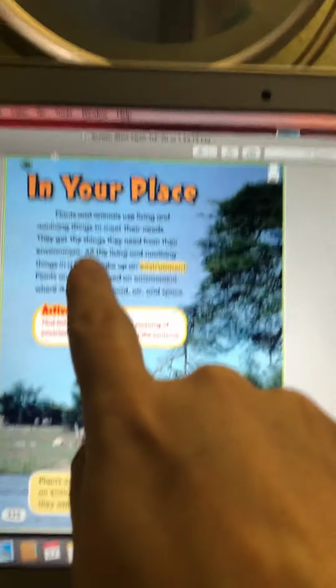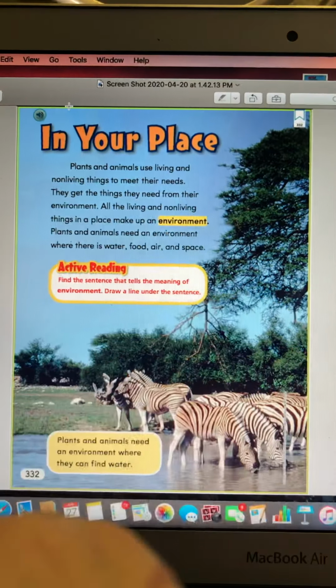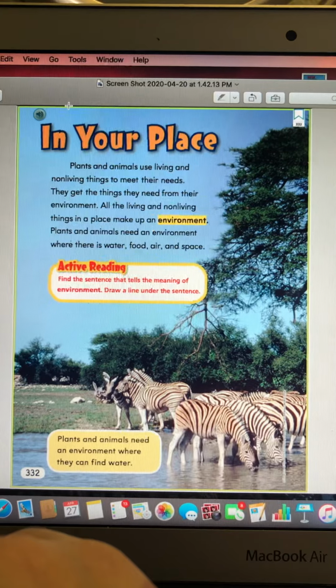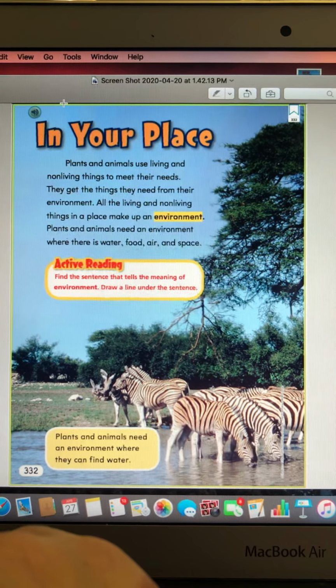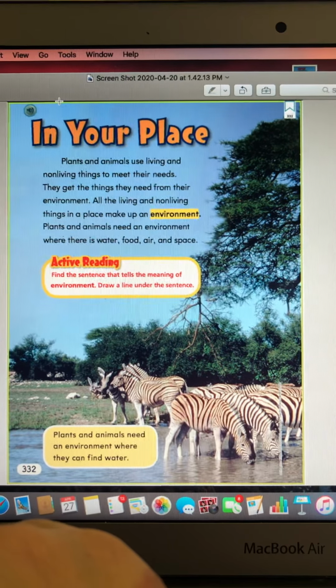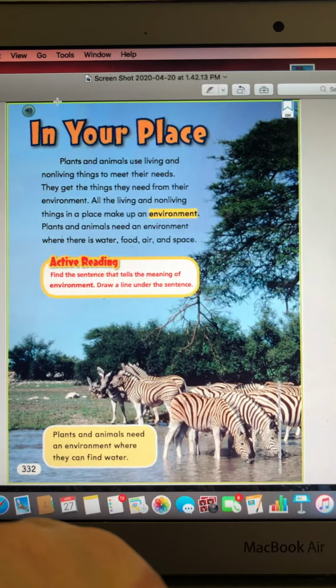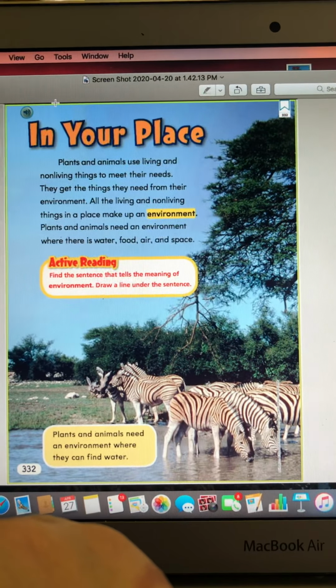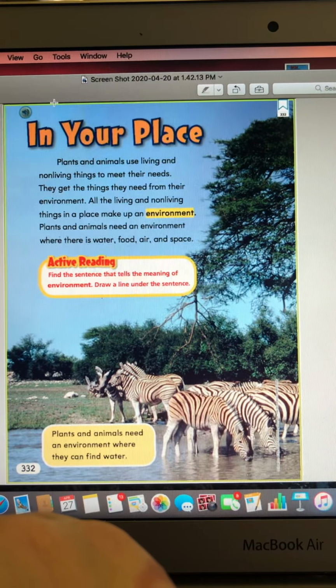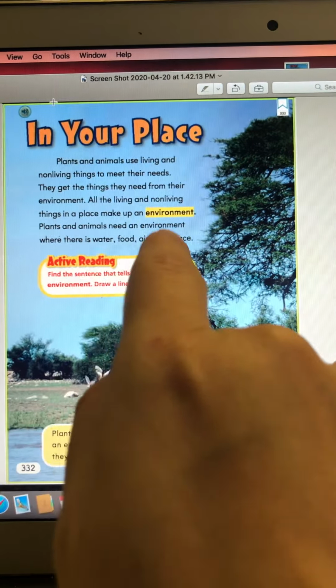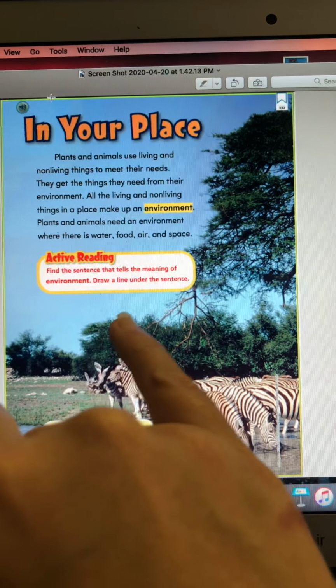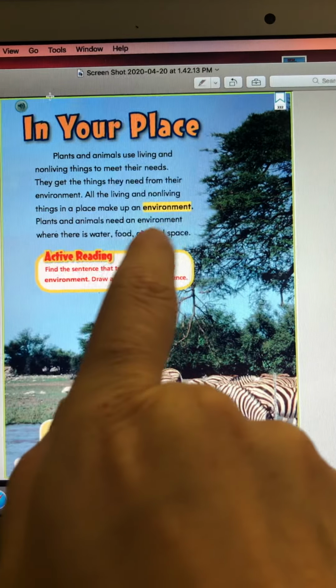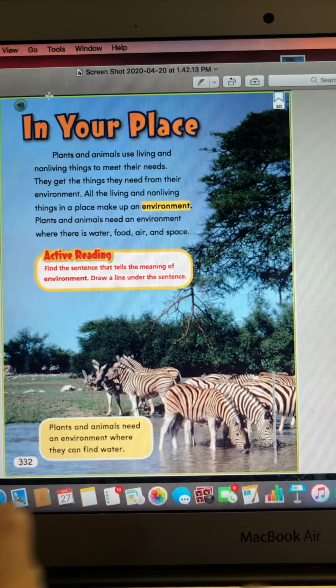Plants and animals use living and non-living things to meet their needs. They get the things they need from their environment. All the living and non-living things in a place make up an environment. Plants and animals need an environment where there is water, food, air, and space. And we learned that with animal needs. Find the sentence that tells the meaning of environment. So we already found that sentence here.